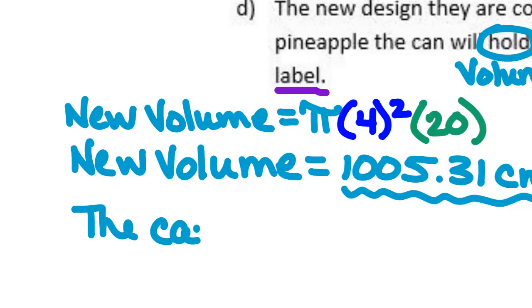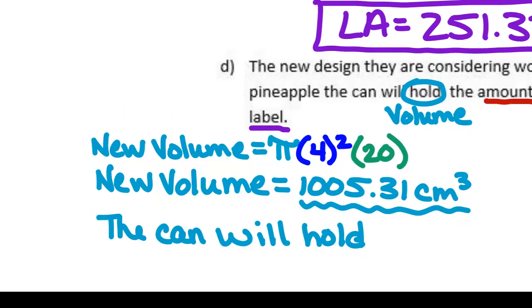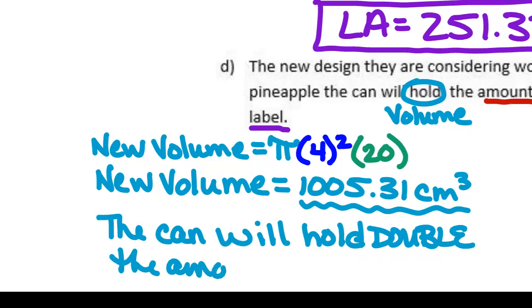The can will hold double the amount of pineapple.